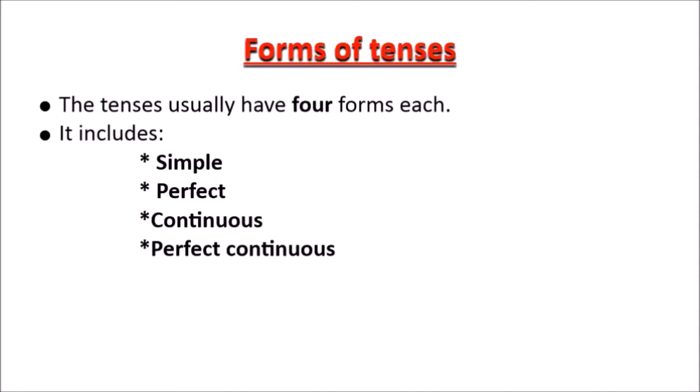Now we are going to learn the forms of tenses. The tenses usually have 4 forms each. They include simple form, perfect form, continuous form and perfect continuous form. So these are the 4 forms of tenses in English. Clear?